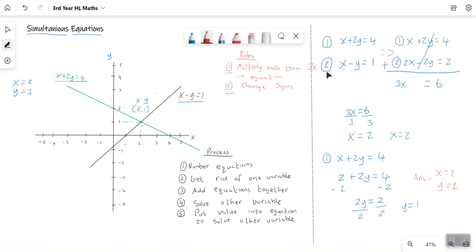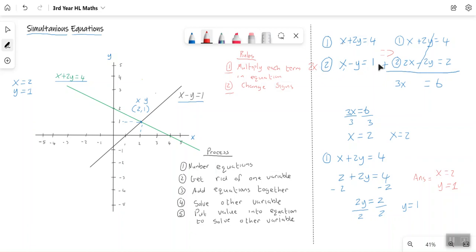So what we did was, in order to change this bottom minus y to minus 2y, we multiplied everything in this equation by 2. So we multiplied the x by 2, which gives us 2x. We multiplied the minus y by 2, which gives us minus 2y.